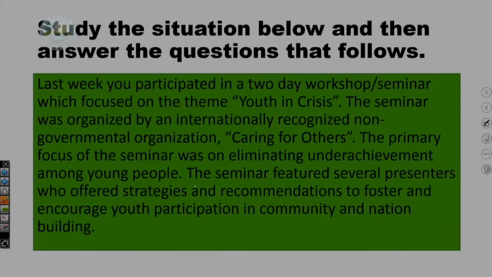Last week you participated in a 2-day workshop/seminar which focused on the theme Youth in Crisis. The seminar was organized by an internationally recognized non-governmental organization, Caring for Others. The primary focus of the seminar was on eliminating underachievement among young people. The seminar featured several presenters who offered strategies and recommendations to foster and encourage youth participation in community and nation building.